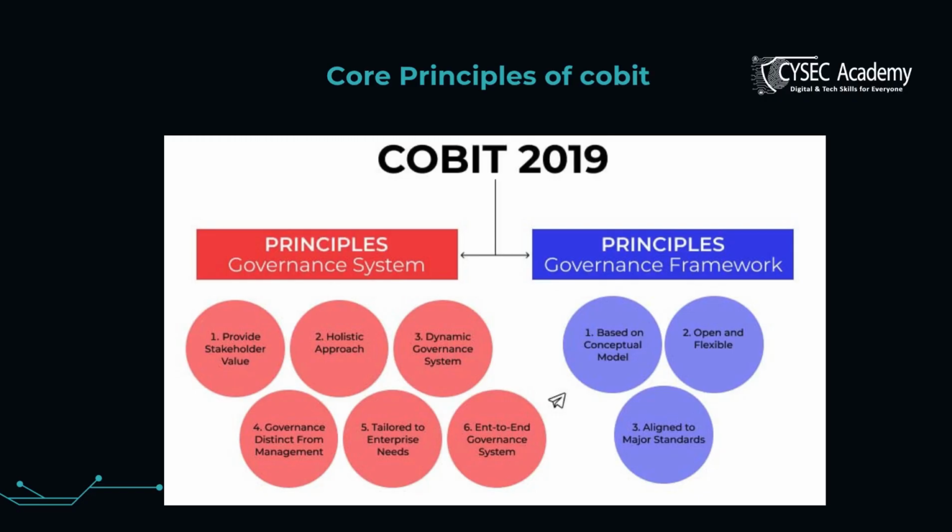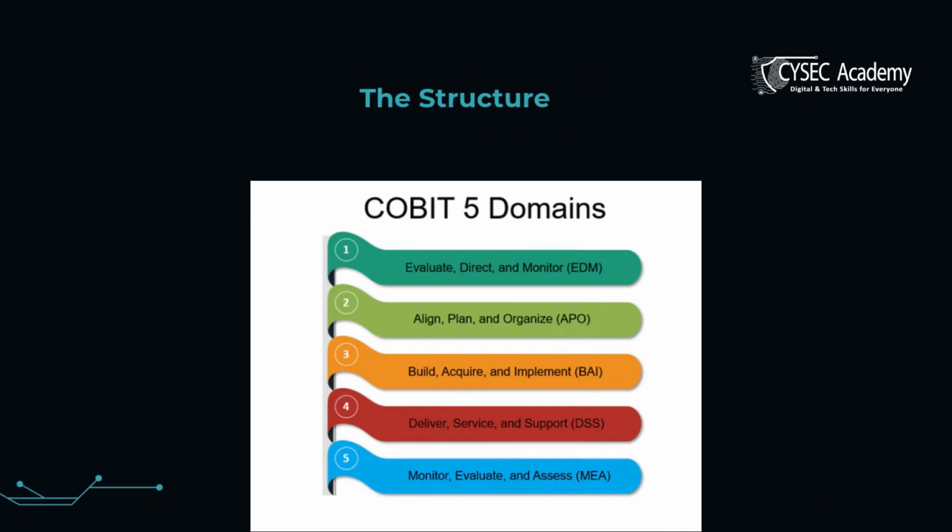6. End-to-end governance system. The COBIT structure defines numerous governance and management objectives organized into domains, e.g., Align, Plan, and Organize (APO); Build, Acquire, and Implement (BAI); Deliver, Service, and Support (DSS); Monitor, Evaluate, and Assess (MEA). Each objective is linked to specific processes, goals, metrics, and practices.